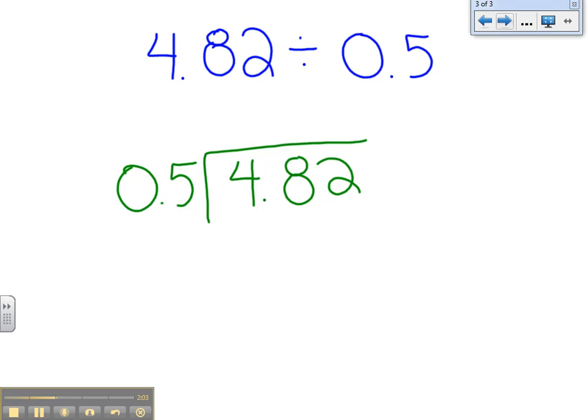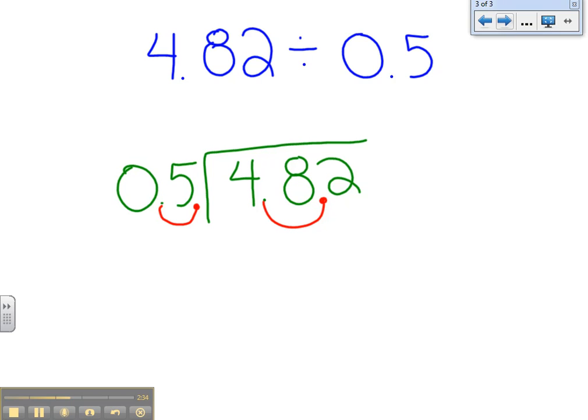I can't divide by 0.5, so I need to change that to a whole number. To do so, I'm going to take my decimal point and move it over one time, because when I move it over once, that makes it into a whole number. So now my number outside the house, my divisor, became a 5. To keep everything fair and equal, I need to do the same thing to my dividend. So I'm going to take my decimal point and move it over one time to my right as well. So now I have my problem of 5 goes into 48.2.